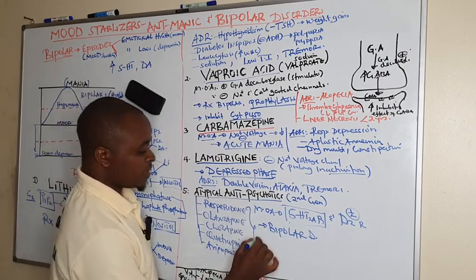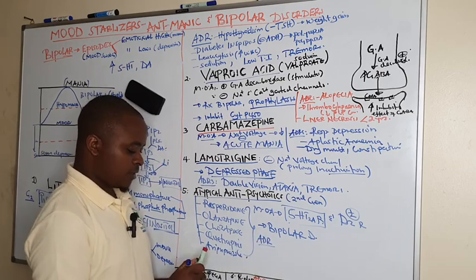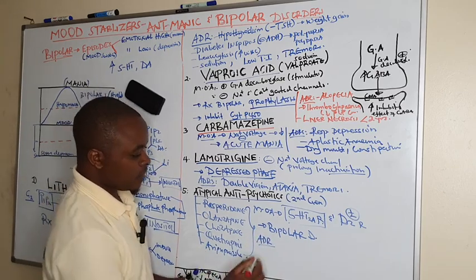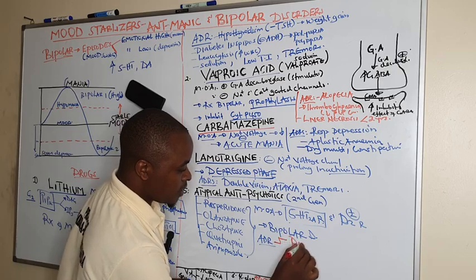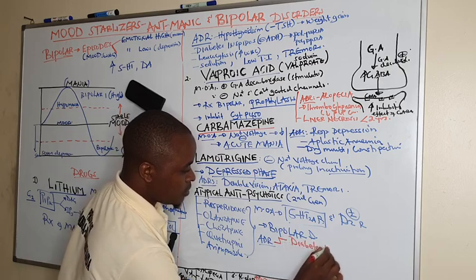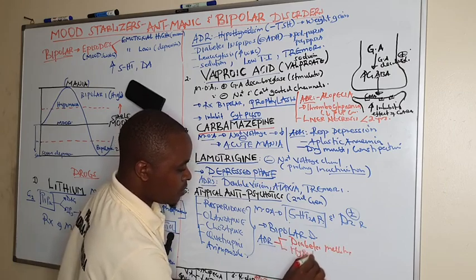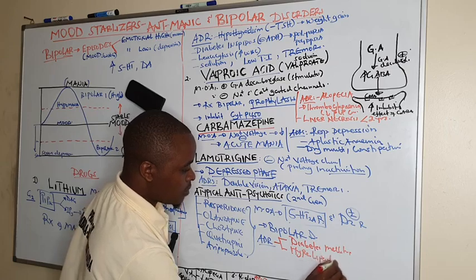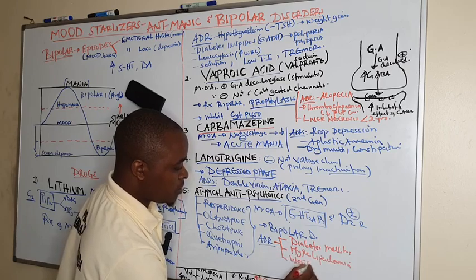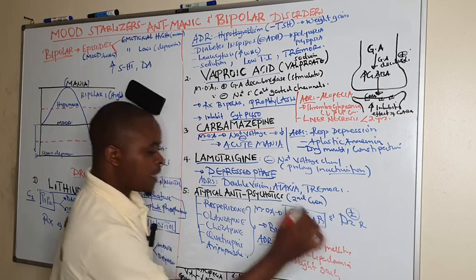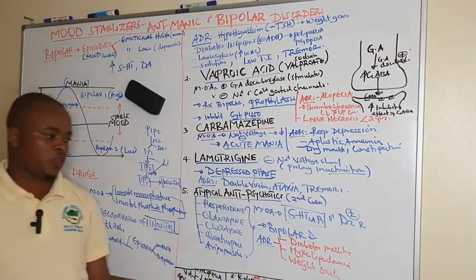The side effect is that they cause metabolic syndrome. Among the side effects of these drugs, they can lead to new-onset diabetes mellitus. They can lead to hyperlipidemia. And of course they can result in weight gain. So these are the peculiar side effects of atypical antipsychotics.